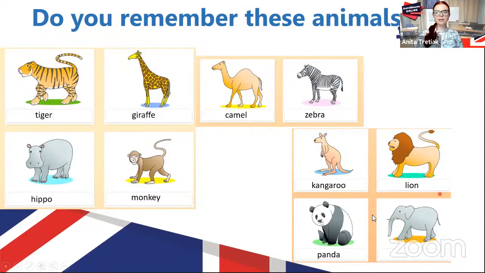And finally, the last one. Have a look here and send the name of this animal. The last one. I'm pretty sure that you know this. All right then. And here we have elephant. And good job if you have this.